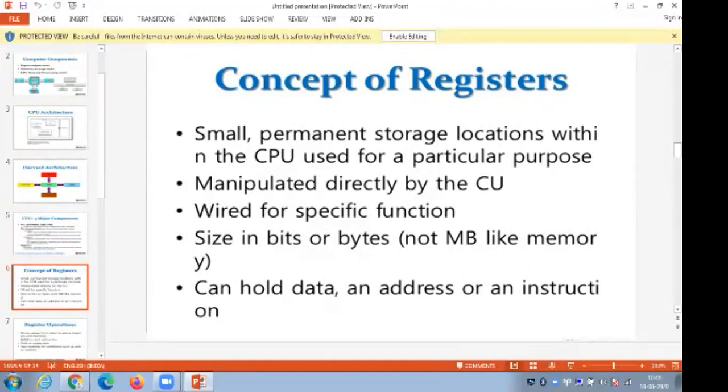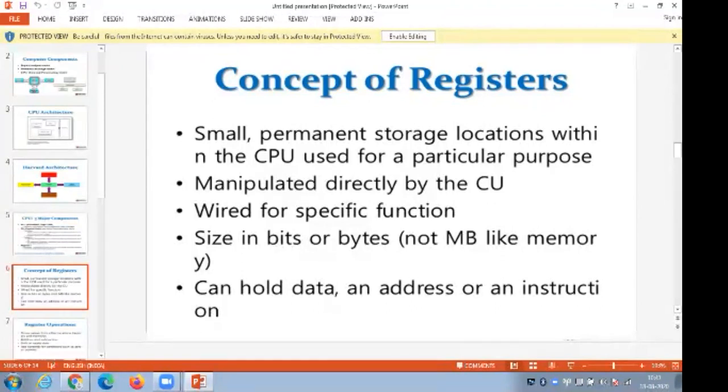I have told you that we have 4 registers. Each one has its own storage location, is manipulated directly by the control unit, and is wired for specific functions. Their size is measured in bits or bytes, not MB like memory, and they can hold data and the address of an instruction. So what do the registers do? A register holds data, addresses the data, and gives the instructions. What are the types of registers stored in the form of racks in the CPU?